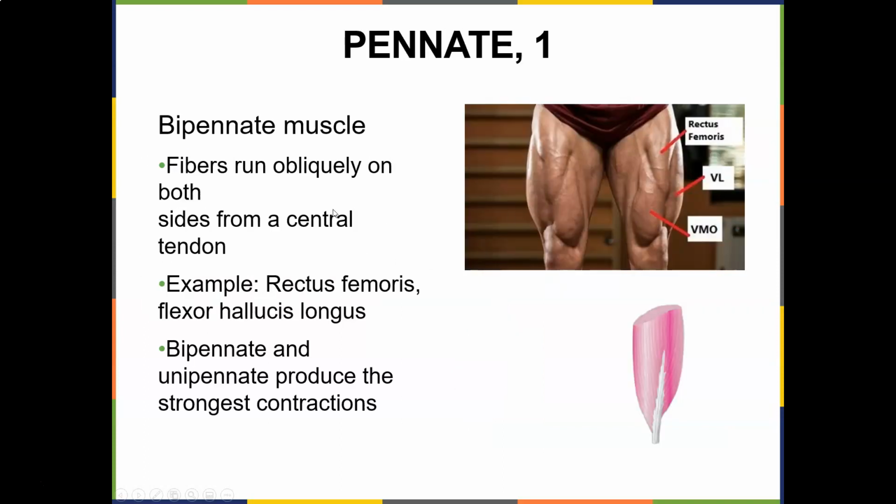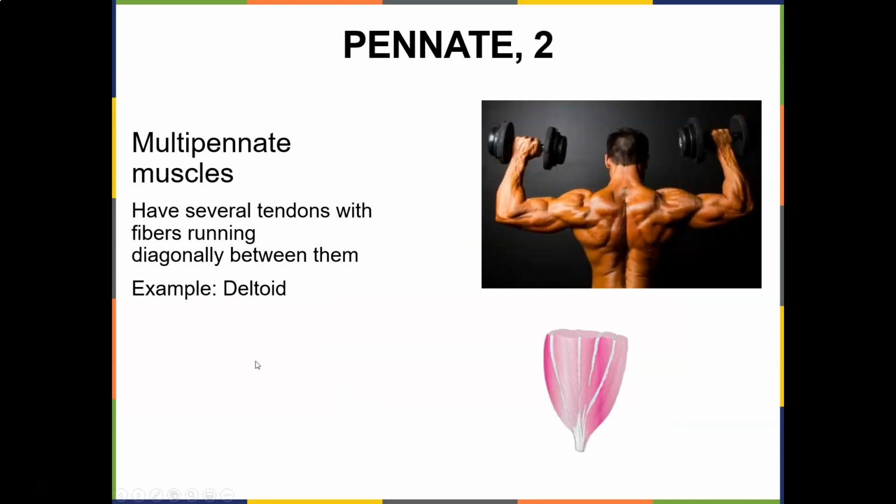Now you have bipennate. Fibers run obliquely on both sides from a central tendon. So an example would be the rectus femoris. The unipennate and the bipennate are actually pretty strong. They produce the strongest contractions. Those are great quiz questions right there. They produce the strongest contractions. Now multipennate have several tendons with fibers running diagonally between them, and those are your deltoids.